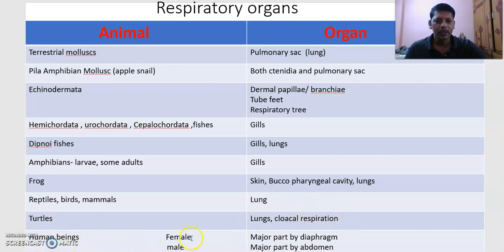And in human beings, in females, diaphragm plays the main important role. In females, thoracic respiration takes place. In males, abdominal respiration mainly takes place. The abdomen is mainly involved here in the respiration process. These are the different respiratory organs across various animals in the kingdom Animalia, which is also called the Metazoa kingdom. Next, we start in the next class.